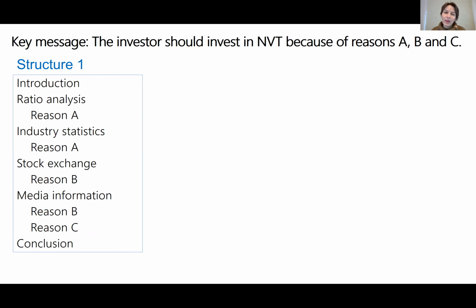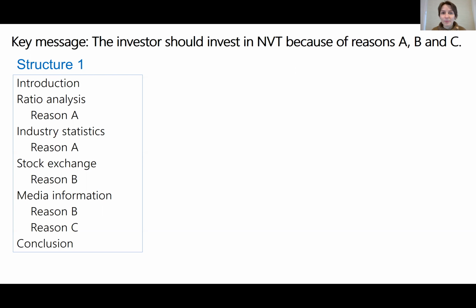Now, the disadvantage of this particular structure would be that what happens, for instance, if your ratio analysis and your industry statistics talk about the same reason. So here, for instance, they're talking about reason A. It might get a bit repetitive.